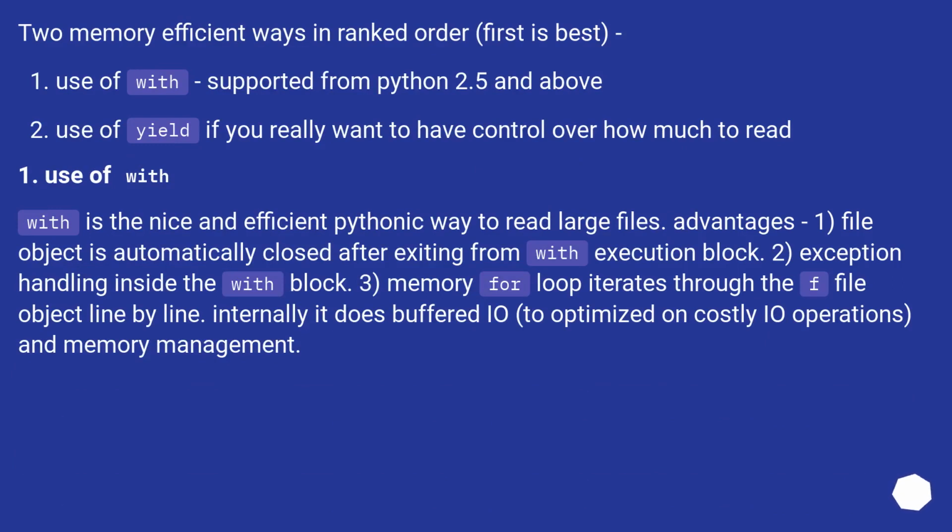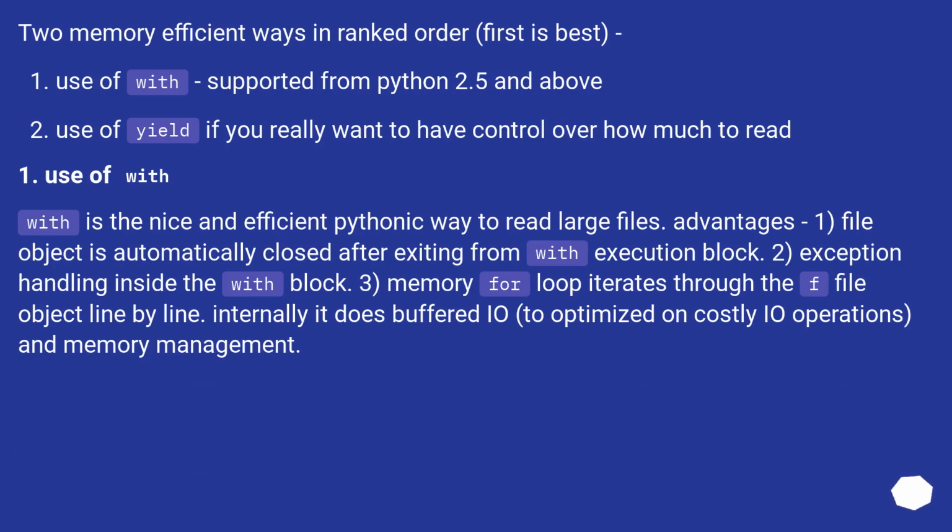Two memory-efficient ways in ranked order. First is best: use of with, supported from Python 2.5 and above. Second: use of yield, if you really want to have control over how much to read. 1. Use of with. With is the nice and efficient Pythonic way to read large files.